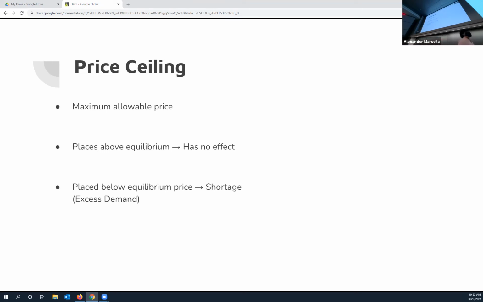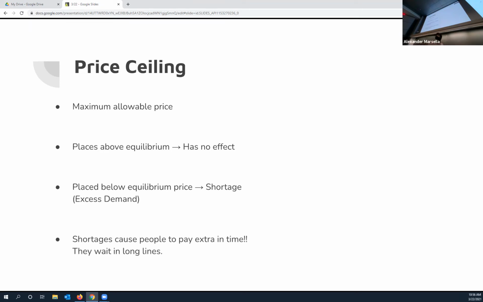Now, what does that cause? That could cause a shortage. So we talked a month ago about disequilibrium and how if prices are below equilibrium, sellers will want to sell less than buyers want to buy, right? Because we lower the price, buyers want to buy more, sellers want to sell less. That's what the laws of demand and supply tell us. So if you put a price ceiling below the equilibrium price of a good, it creates a shortage.